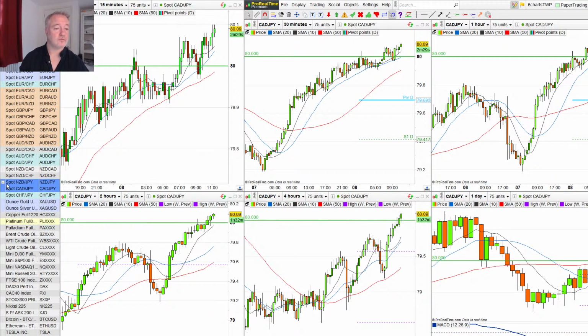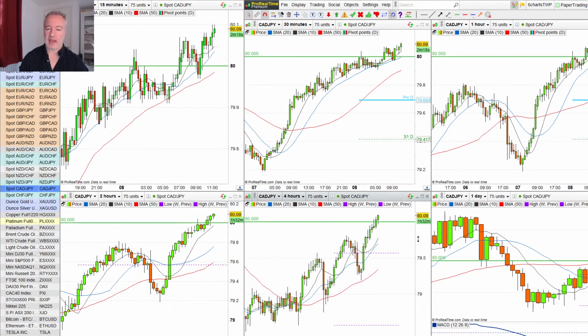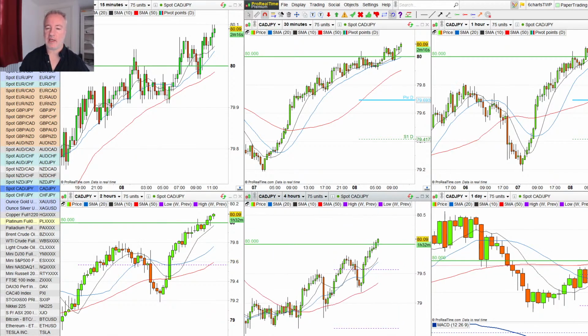Okay. CAD Yen. There we go. CAD Yen looking nice and bullish. Overextended on that 4 hour time frame. Not ridiculously so, but it's definitely entering into that area. It's now breaking through above 80, which is a round number. It's also a monthly support resistance level. So this can sit on my list.